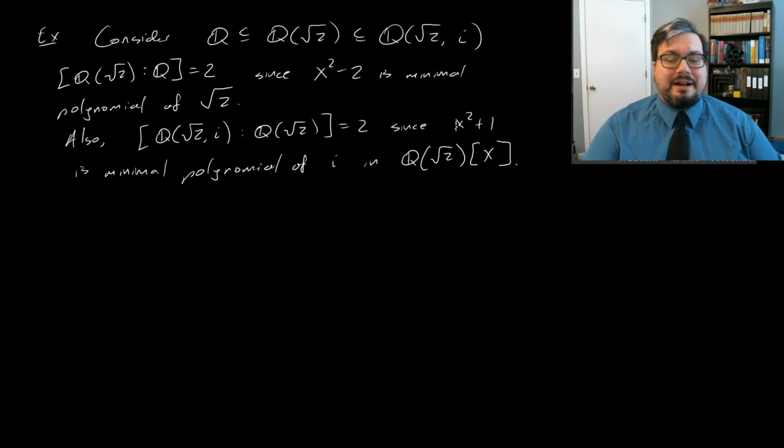And in fact, we know that in the whole complex numbers, the only roots of x squared plus 1 are I and negative I, and the field Q(√2) is not going to include any of those. So we know that x squared plus 1 is going to be irreducible over this field, or irreducible in this polynomial ring. Therefore, it's a minimal polynomial of I, and so its degree gives us the degree of this extension.